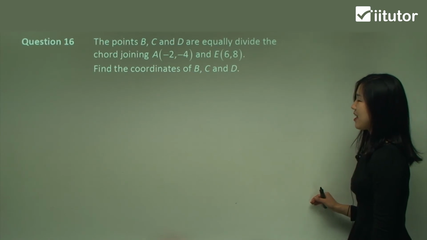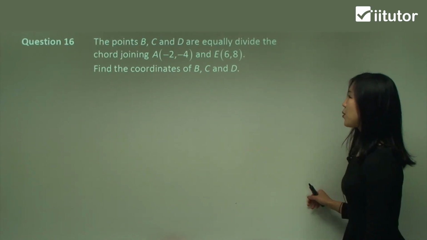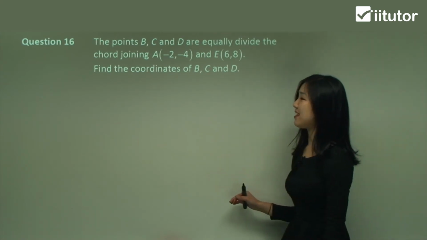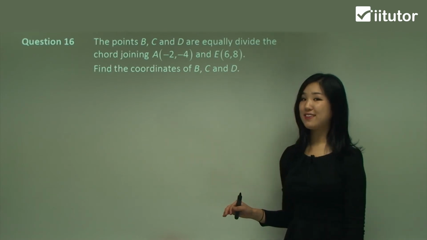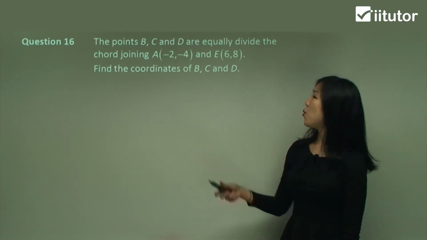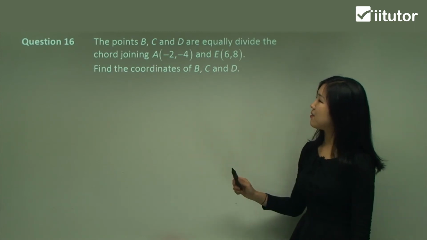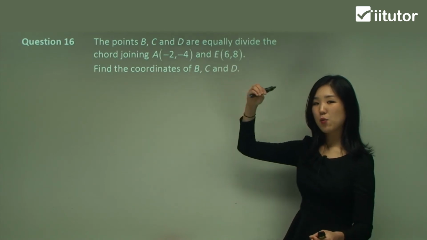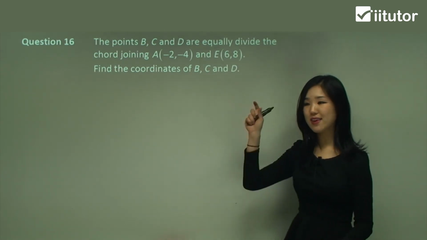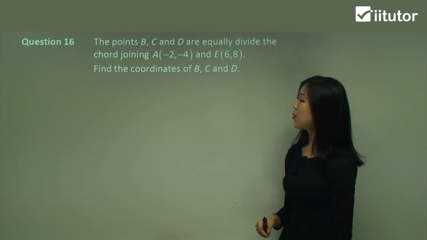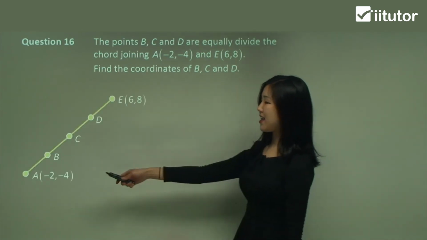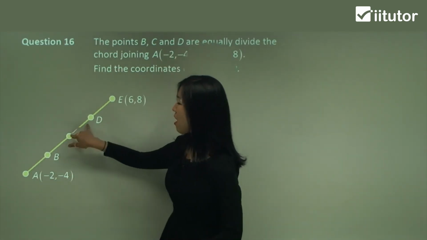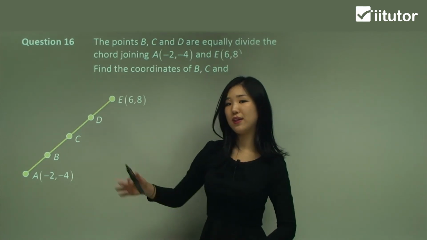Okay, question 16. The points B, C, D are equally dividing the chord joining A and E. Find the coordinates of B, C, and D. Does that make sense, guys? We have the chord AE, and we have B, C, D in the middle of it, and it's equally divided up. We've got A here and E here, and B, C, D in the middle, where these lengths are equal.